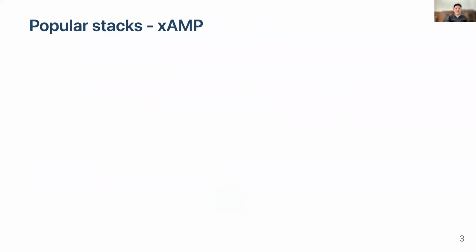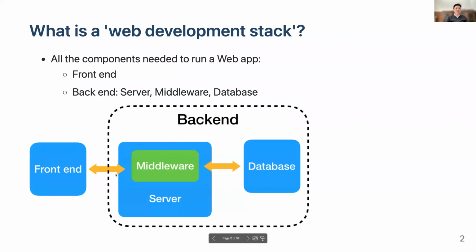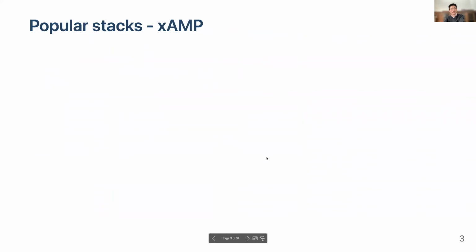Okay, there are many different technologies you can use at different layers or parts of the stack. For the front end, you have different libraries or frameworks you can use. Same with the server or middleware. And finally, you have different databases you can use for the back end. This is where all these different acronyms come in.